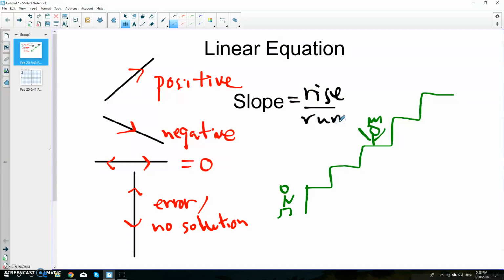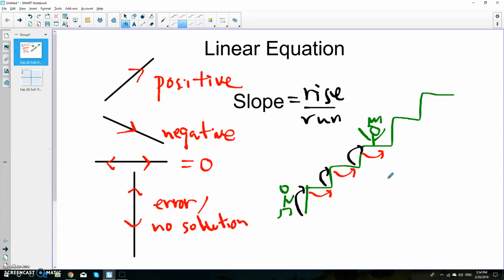Okay, so we want a number system to tell us how far this person actually went up. He went up by 1, 2, 3 times. And then for the run, he went this one time, this one time, this one time. So he ended up way over here. He's going up 3 times, going to the right 3 times. So that's basically the idea of going up a slope.